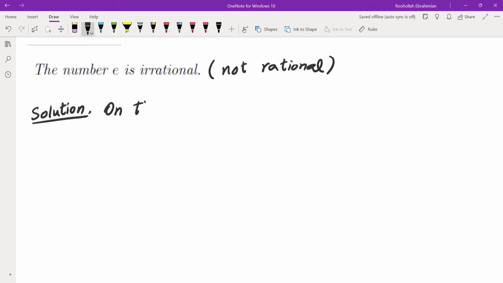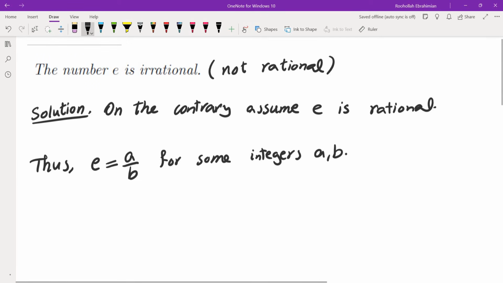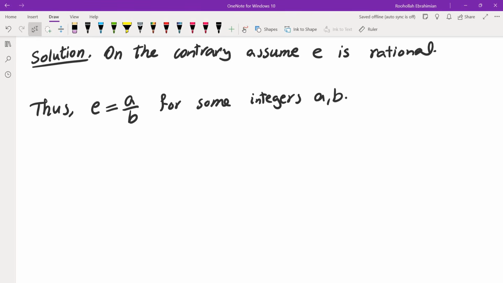On the contrary, assume e is rational. So if it is rational, then it can be written as a over b for some integers a and b. Now, we are going to write down the power series for e to the power of x, the Taylor series for e to the power of x, and we'll go from there.